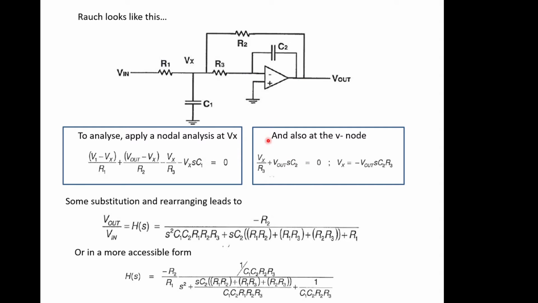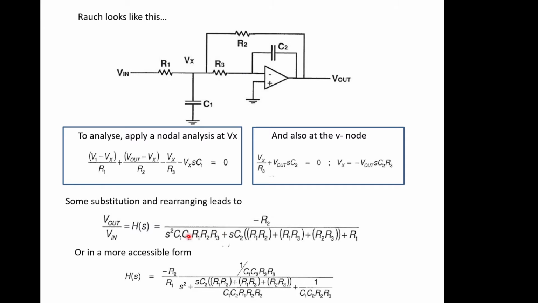If we look at that node, we can do exactly the same thing and end up with an expression that we can then substitute for Vx in this one, and that will allow us to again get an expression for V out over V in, where V1 happens to be V in. So you substitute Vx equals V out over SCR into here for everywhere you see a Vx, and then you mess around with the equations, and you end up with something like this.